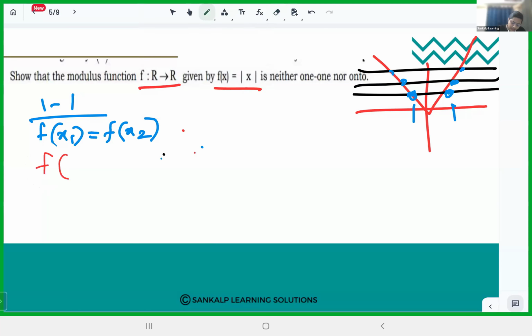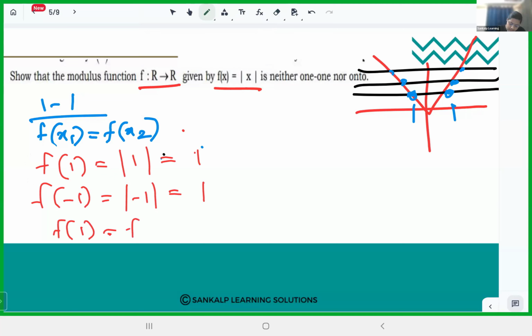So I'm taking f of 1. What is f of 1? f of 1 is equal to modulus of 1, that is nothing but 1. Now what about f of minus 1? f of minus 1 is nothing but modulus of minus 1, that is also 1, right? Here you can see that f of 1 is equal to f of minus 1, but 1 is not equal to minus 1. Therefore, f is not 1-1.